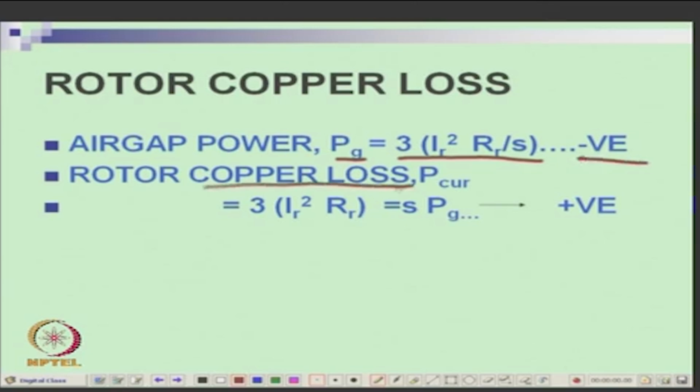So, the rotor copper loss is 3 times IR square RR, which is S times Pg, but this is positive, okay. I am deliberately saying positive and negative for power because you must be clear between motoring and generating, right. So, the copper losses do not change direction whichever way it is. It is always a loss, it does not help you. It goes on heating the machine, whether motoring or generating; the losses convert to heat wherever there are losses, both mechanical and electrical. So, mechanical losses will heat mechanical parts, electrical losses will heat electrical parts. Okay.